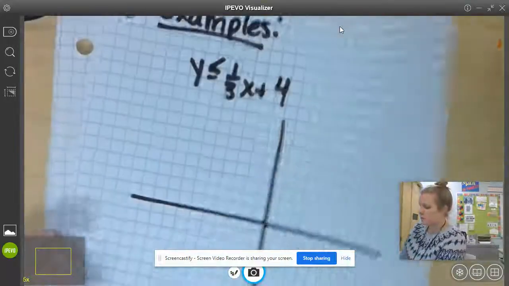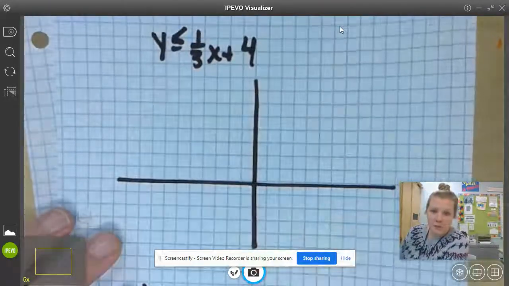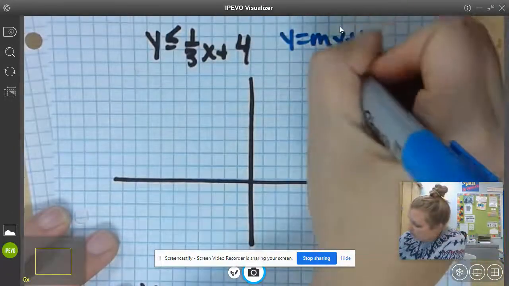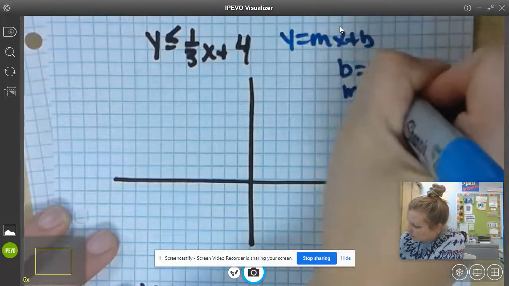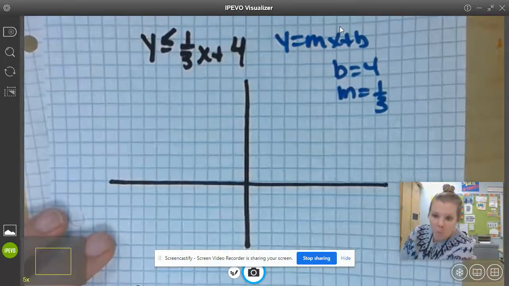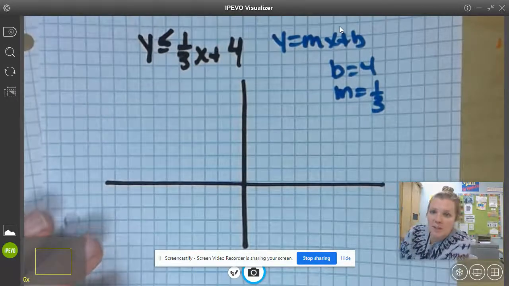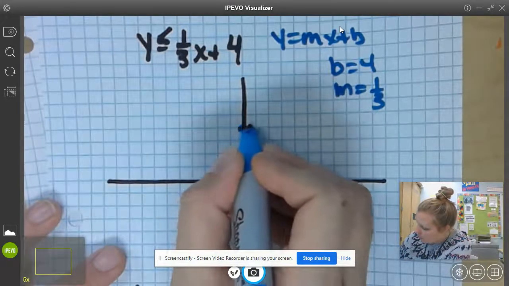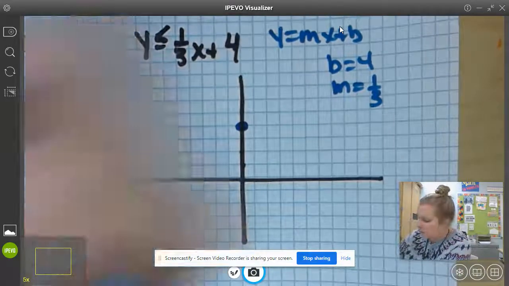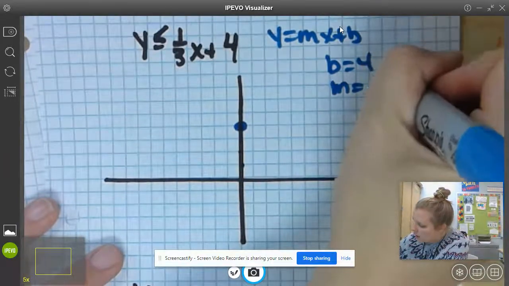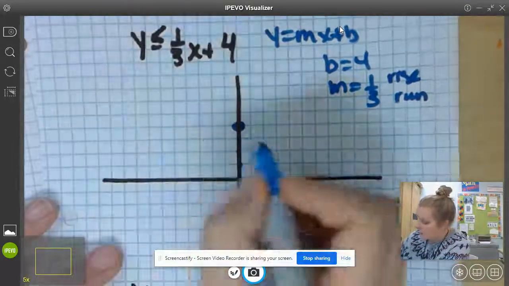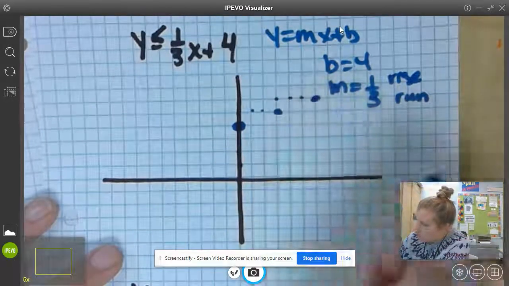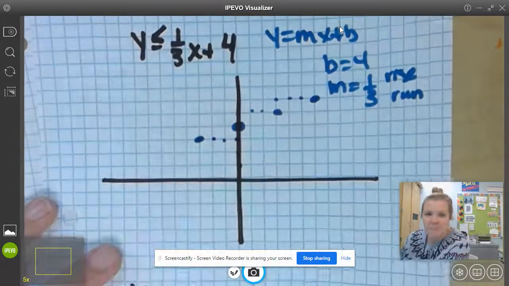My marker went through. Oh my. All right, so for this one, if we remember y equals mx plus b, my y-intercept is 4, and my slope is 1/3. This is reviewing from all the way back before Thanksgiving break, so it's been a while since we did this. My y-intercept is 4, so on the y-axis, I'm going to go up to 4. And then my slope is rise 1, run 3. So up 1 over 3, up 1 over 3. I could also go down 1 to the left 3.